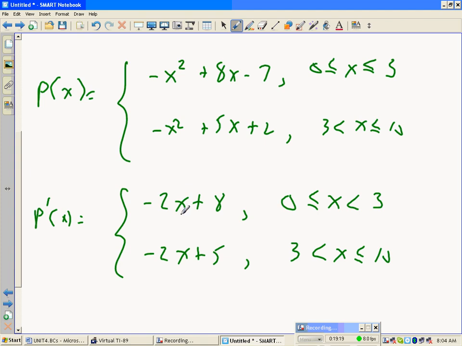No. Look, what if you plug in 3 here? You get 2, right? What if you plug in 3 here? You get negative 1, right? So it's not differentiable. I can't say that the derivative exists at 3, because it doesn't. What kind of curve is that? Is that a cusp, a corner, a vertical asymptote, a hole? What is it?